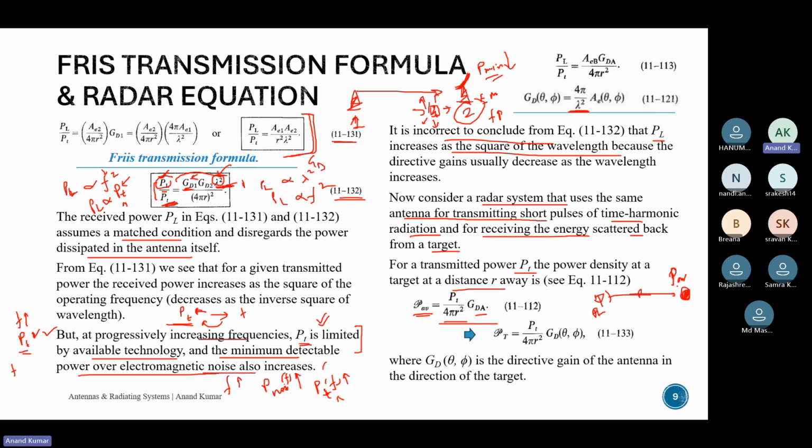In this particular case, let's say the power which has been transmitted to this object is written as script PT, which is equal to PT upon 4 pi r square into GD, where GD is the directive gain of the antenna in the direction of the target. We are sending in power small PT, and script PT is the power which is received over here at the object.